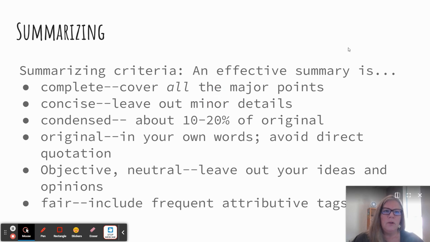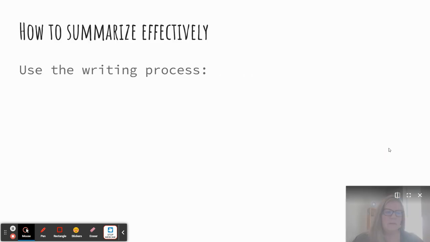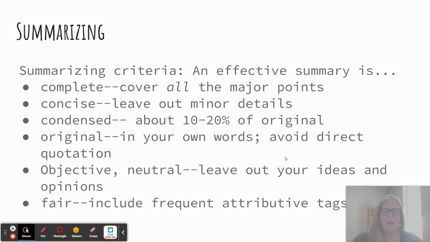The other thing you want to make sure you're doing in a summary is using frequent attributive tags. An attributive tag is something that refers to the author somehow. It's a way that we show that these are still the author's ideas, even though we're putting them in our own words. We want to remind the reader that I'm reporting what this other person said. If I read a summary and there's a sentence that doesn't have an attributive tag, sometimes I wonder if the student is sneaking their own ideas into that summary because they haven't attributed it to the author.